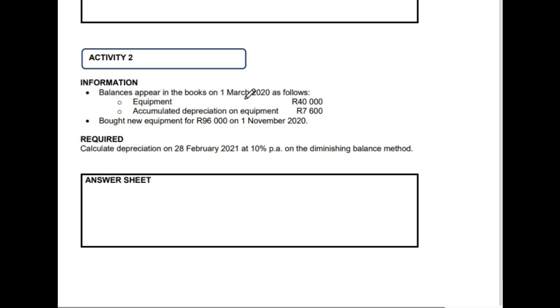And then we have equipment for 40,000, and also we have accumulated depreciation of 7,600. And then it says bought new equipment for 96,000 on the 1st of November 2020. And then it requires us to calculate depreciation on the 28th February. So now we know that 28th February is the end of our financial year, at a rate of 10% per annum on the diminishing balance method.